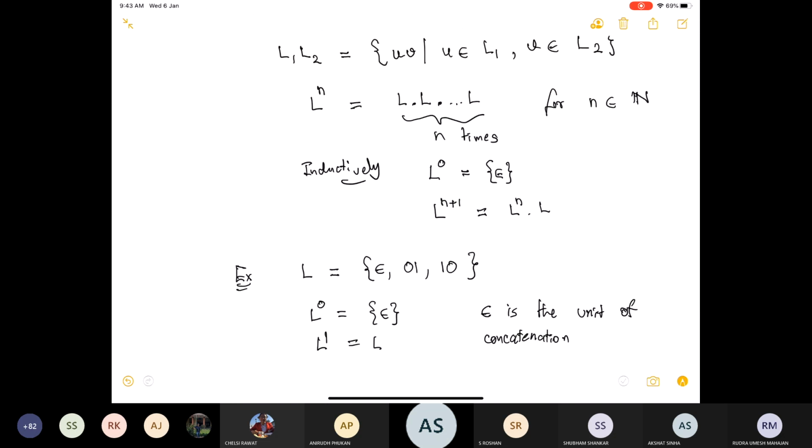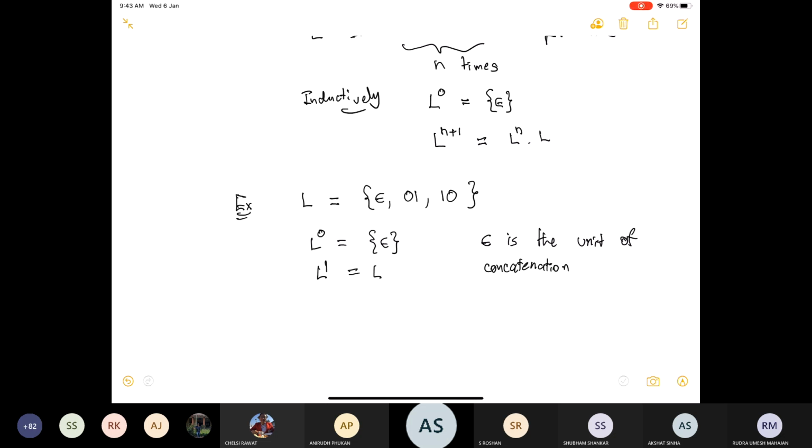In fact, I don't know whether you've studied an algebraic structure called a monoid. You may have studied groups in some earlier course. This set, sigma star, the set of all strings with concatenation and epsilon, is a monoid, meaning that this concatenation operation is associative, and this epsilon is the unit. Okay, so that's just as an aside.